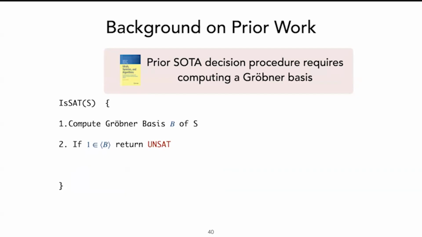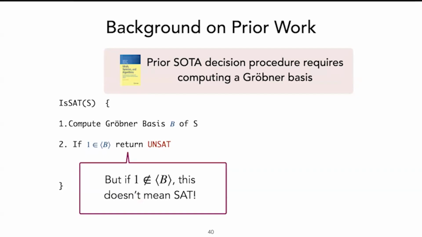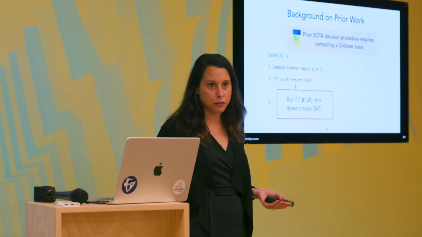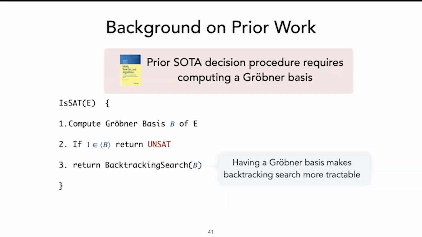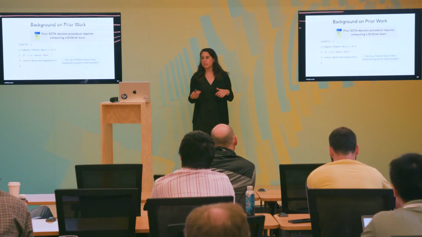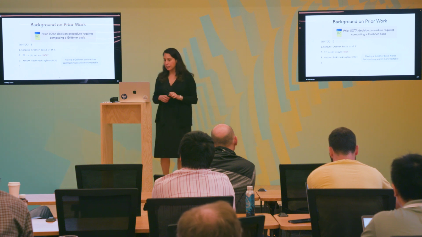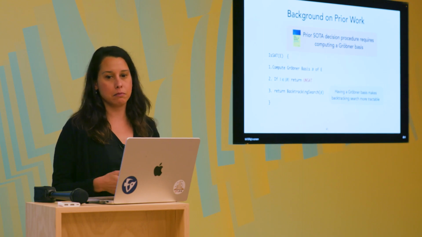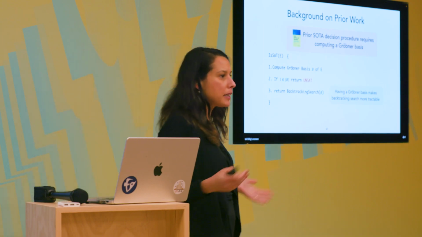But here is the catch. If 1 is not in the ideal generated by B, this doesn't necessarily mean that the formula is sat. This result only holds for algebraically closed fields, but finite fields are not algebraically closed. Therefore, in that case, if we cannot show that 1 is in the ideal, we do need to resort to backtracking search in order to explicitly construct a model. But even then, having a Gröbner basis, you can utilize various nice properties of it to make backtracking search more tractable, basically using properties of the Gröbner basis to prune the search space.